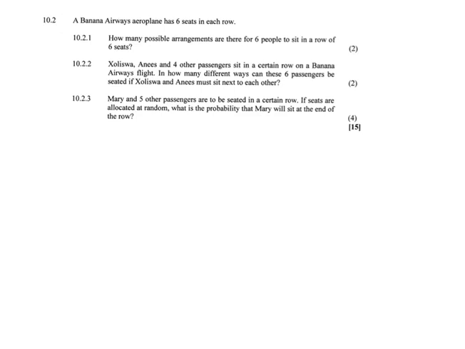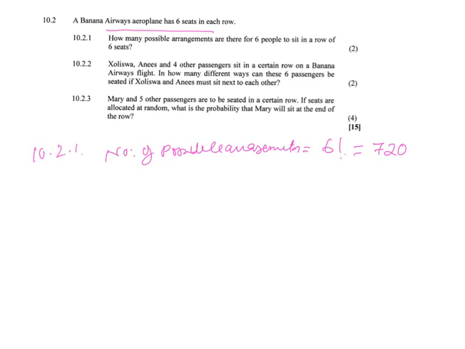Again, Banana Airways has 6 seats in a row. How many possible arrangements are there for 6 people to sit in 6 seats? I think it's a very straightforward question. The number of possible arrangements: 6 people can sit in 6 factorial ways. You can use your calculator to find 6 factorial, and the value is 720.